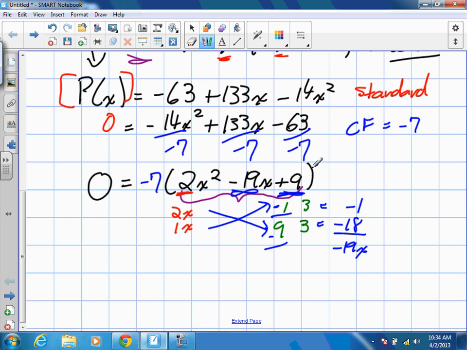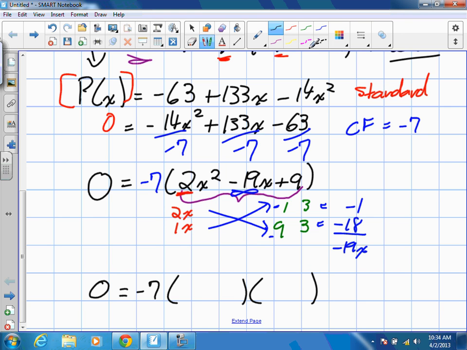Positive 9. So we know it still works as a factor. So when we go to plug this in, we still have 0 is equal to, our negative 7 is still on the outside, and we have 2 sets of brackets. Now, these will be the first terms, and I'm going to put them in either bracket. We'll start with 2x and 1x. Now remember, this is the important part. Because I multiply 2x by negative 9, they have to go in opposite brackets, so the negative 9 will go here. And because we multiplied 1x by negative 1, they will have to go into opposite brackets.